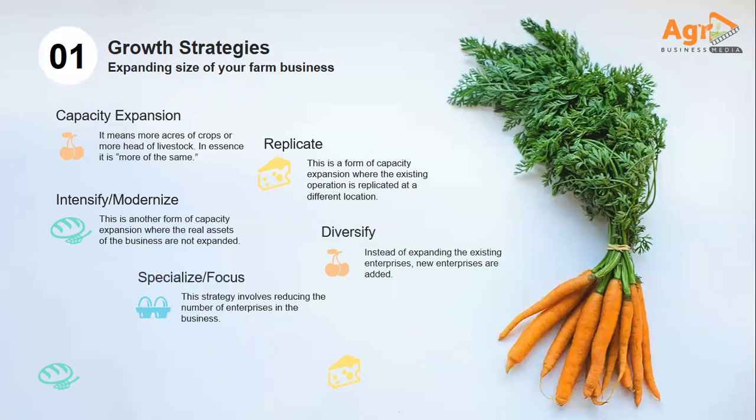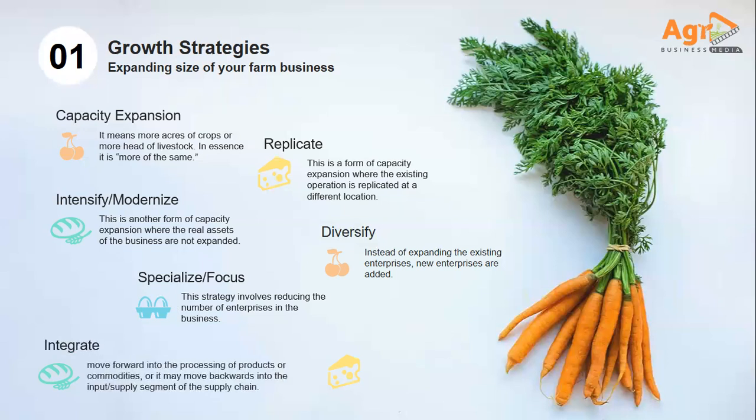Then you have specialization. So the strategy of specialization, or maintaining a focus, involves reducing the number of enterprises in your business. So you're expanding a few enterprises, that is through a horizontal strategy like capacity expansion, or a vertical strategy like integration. So one or just a couple of enterprises receive all the management attention. So it's the complete opposite of diversification.